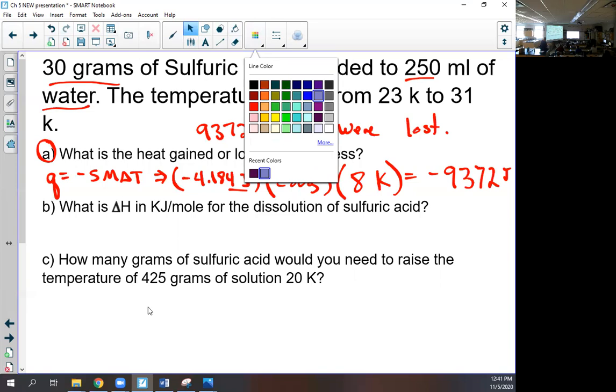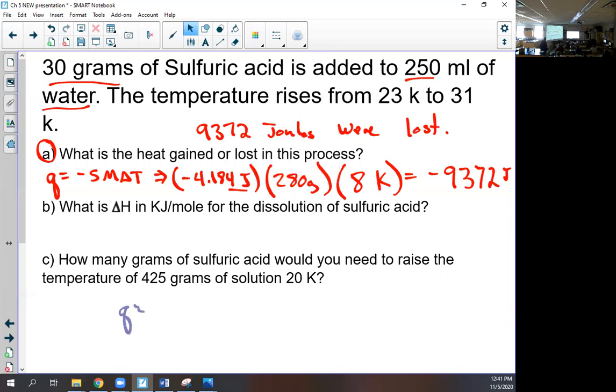Remember a minute ago, I said that Q was equal to SM delta T, but we throw in a negative so it works. Part A is just asking for this. All right, we put the negative so it makes sense to us that this is exothermic. So make sure and answer the question the correct way. What is the heat gained or lost? 9372 joules were lost.